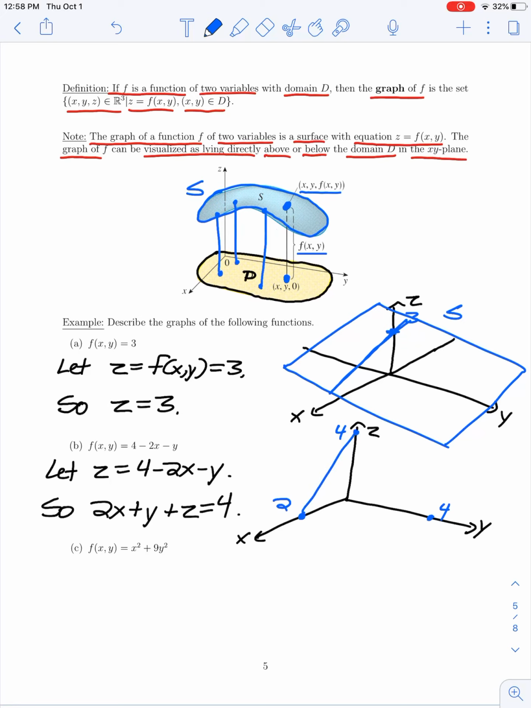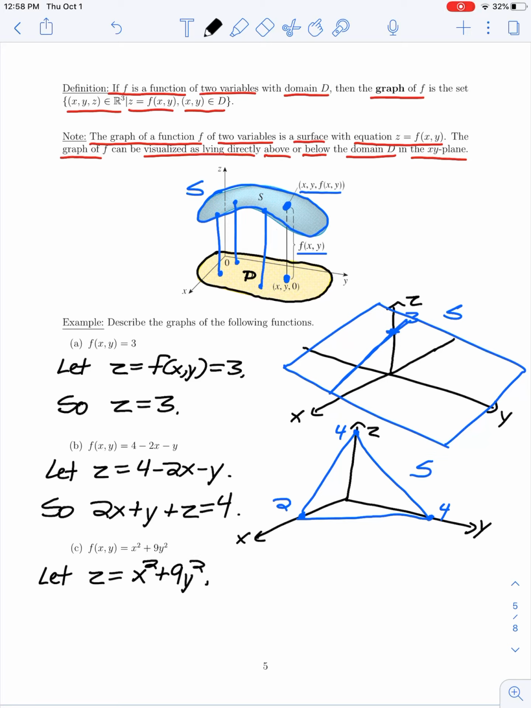So we're looking at the plane in space, shown here. Of course, this extends infinitely in all directions, but we get what the part of our plane looks like in the first octant. Now in part C, we have the function f of xy is x squared plus 9y squared.